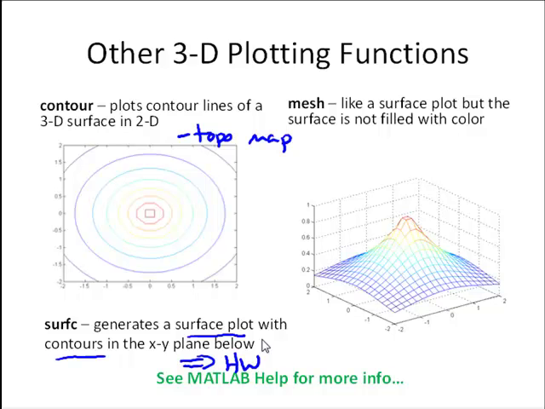And a mesh plot is very similar to a surface plot, but the surface is not filled with color. Basically, the color variation just happens on the lines. So we have the grid lines only.